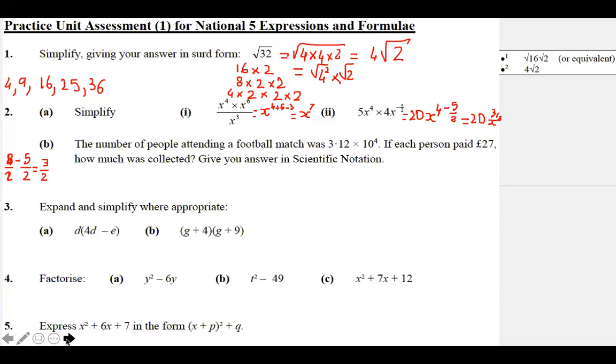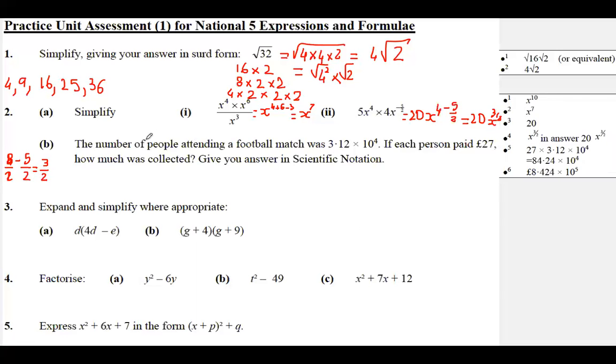So let's see how they mark these. So for the first one there, we had x to the power 4 plus 6 minus 3, x to the power 7. So you get your 2 marks there. Another mark would be gained if you do 5 times 4, which is 20. Then x to the power 3 over 2 in answer, 20x to the power 3 over 2. So that's how you would get your 4 marks there. 4 plus 6 minus 3, 2 marks. 20, another mark. x to the power 3 over 2, another mark.